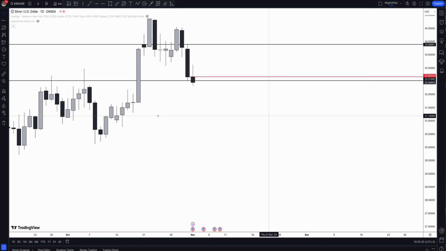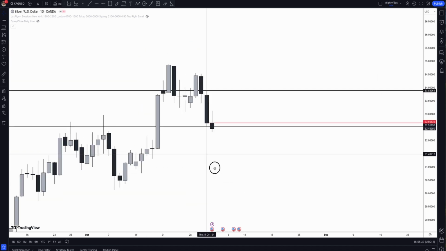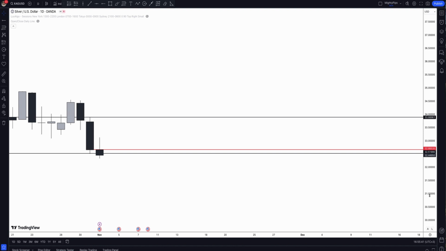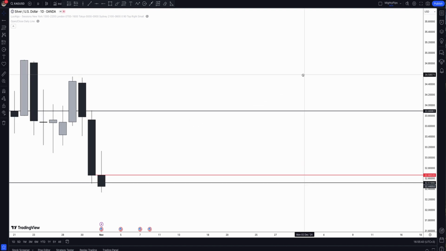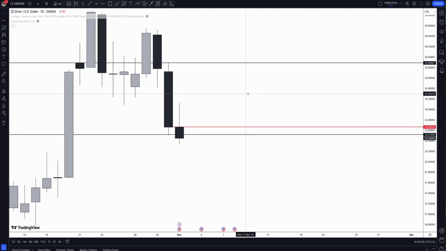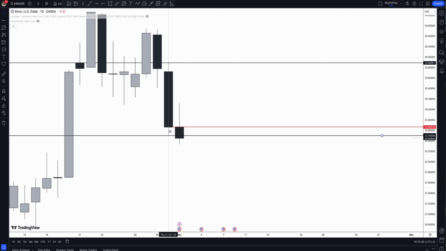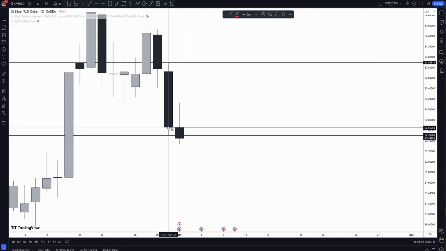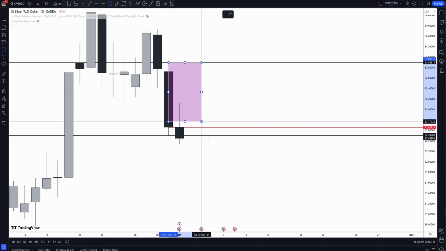Let me zoom in so that you can see that area properly. You can see that we have this at the low, and this at the high of that candle, and then the red line is at the close. You just make it accurate. Then you draw a purple zone between the high and the close, which is that red line.